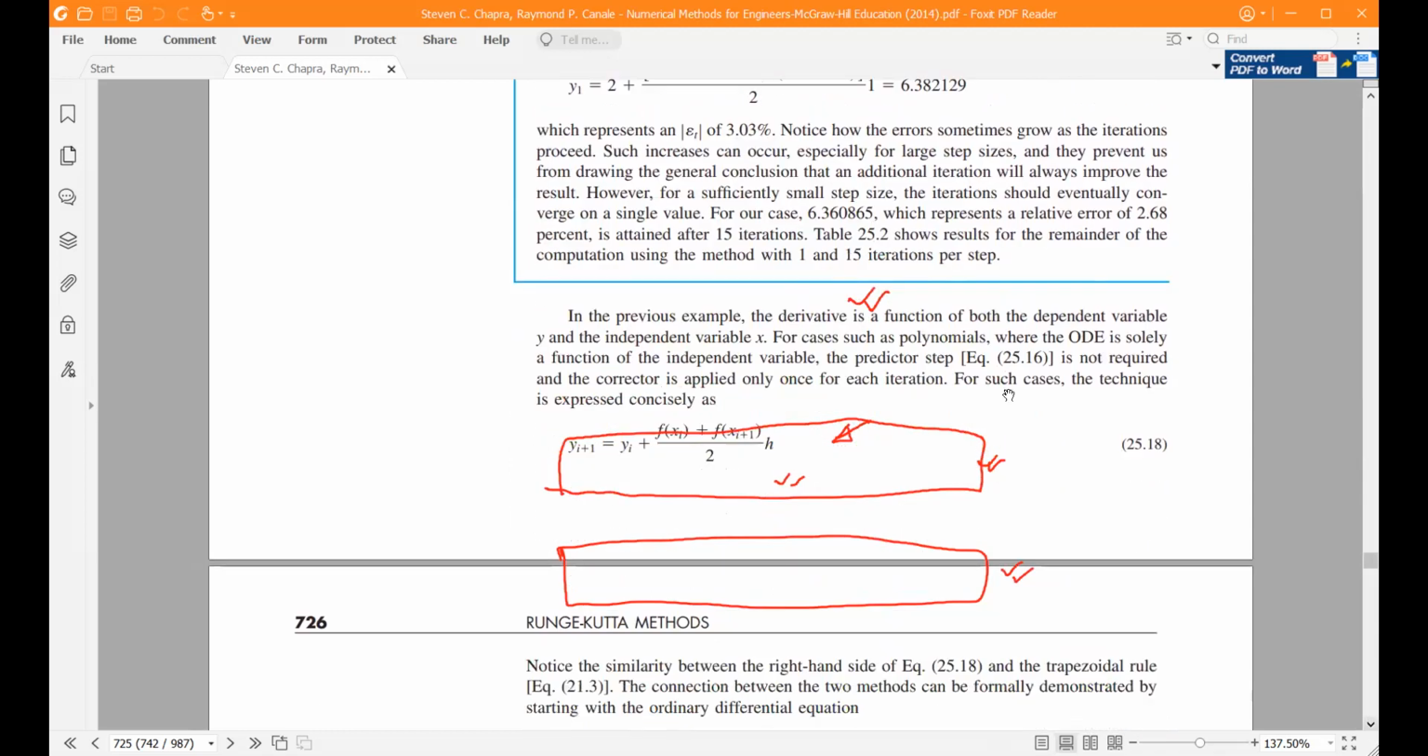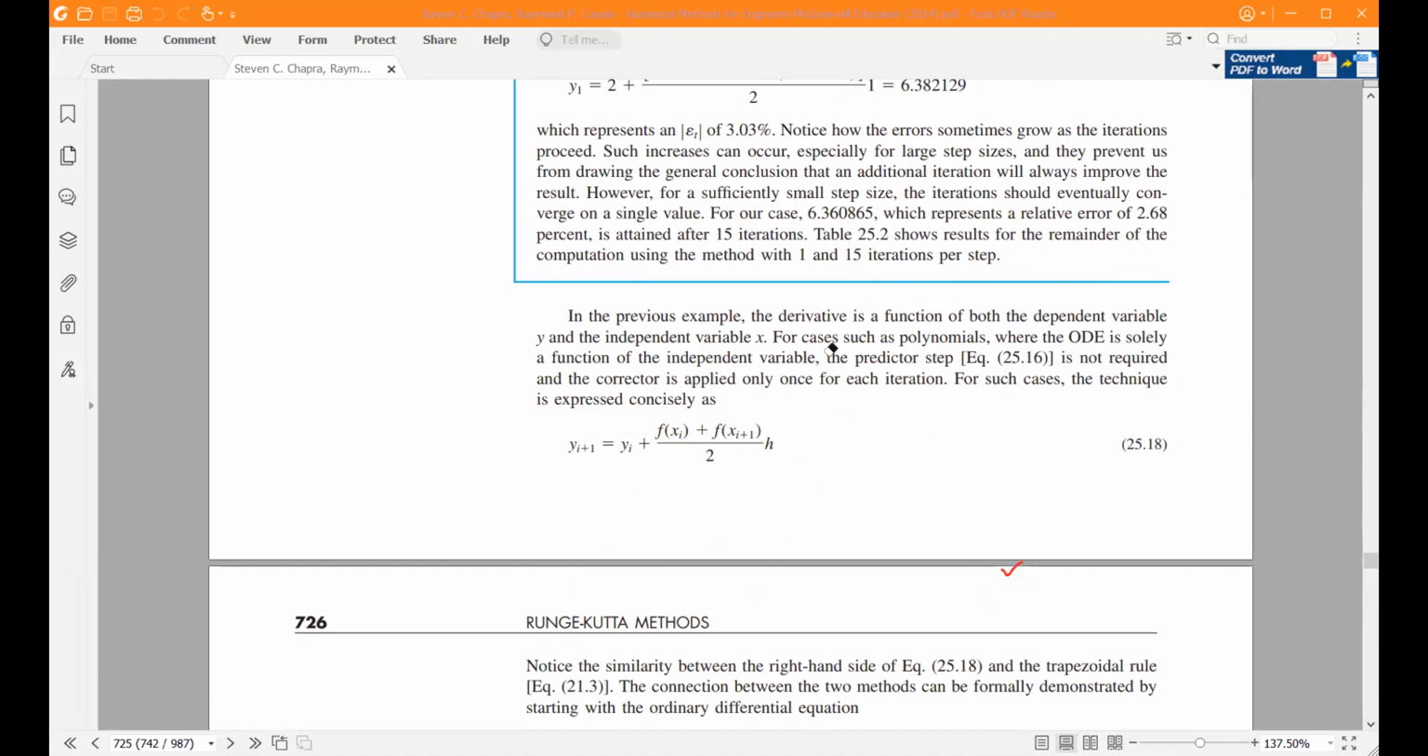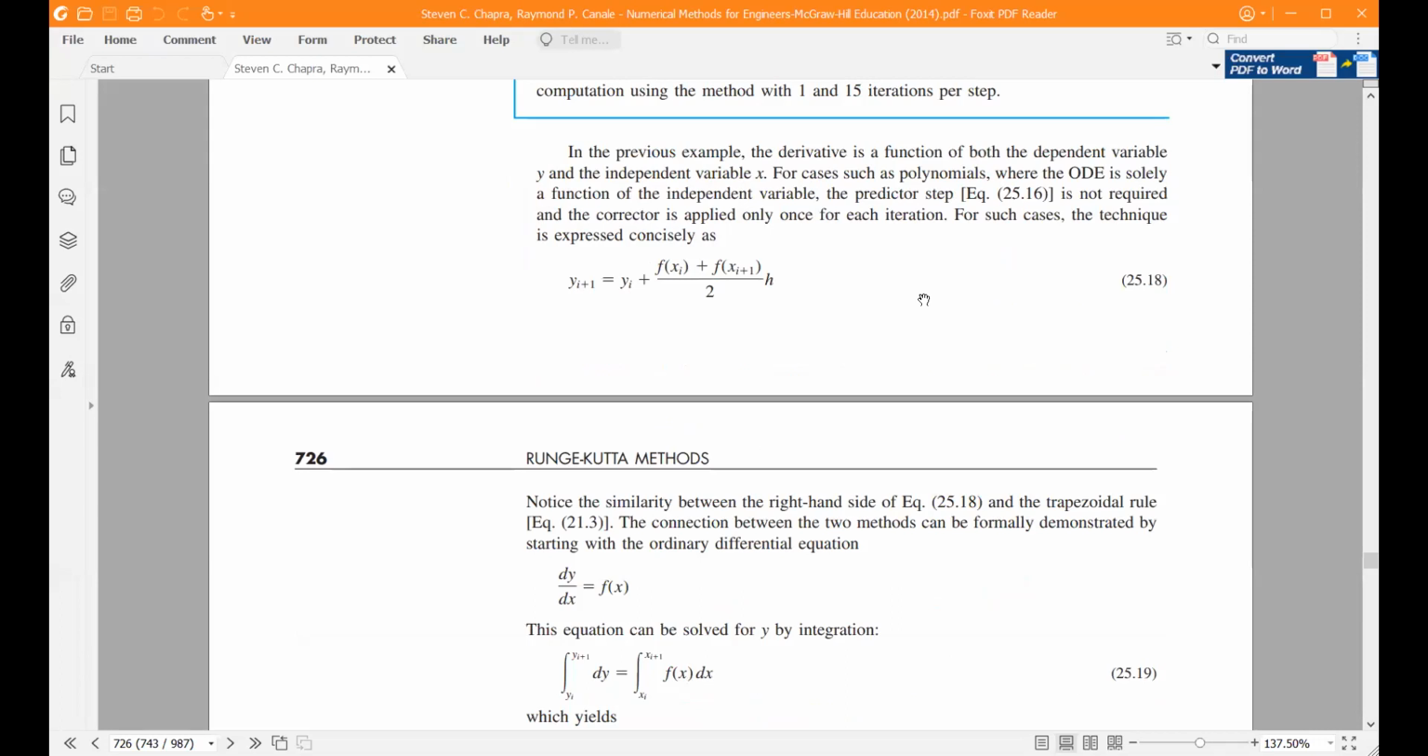Okay, but the algorithm will be simpler. The reason is that if your slope becomes a function of both your dependent and independent variable, then this repetition or iteration in the characteristic equation can be used. But if your function is only a polynomial type, a function of the independent variable only, then you can simplify your algorithm by using equation 25.18.